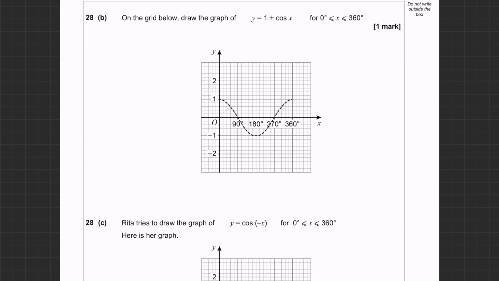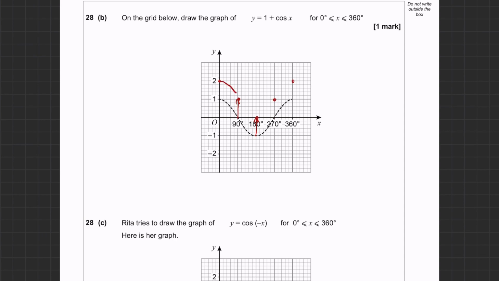This graph, we've got y equals 1 plus cos x. Well, if y is 1 more than it would be, y is going to be shifted up by 1. So this is going to shift up to here. It's going to shift up to here, to there, and to there.